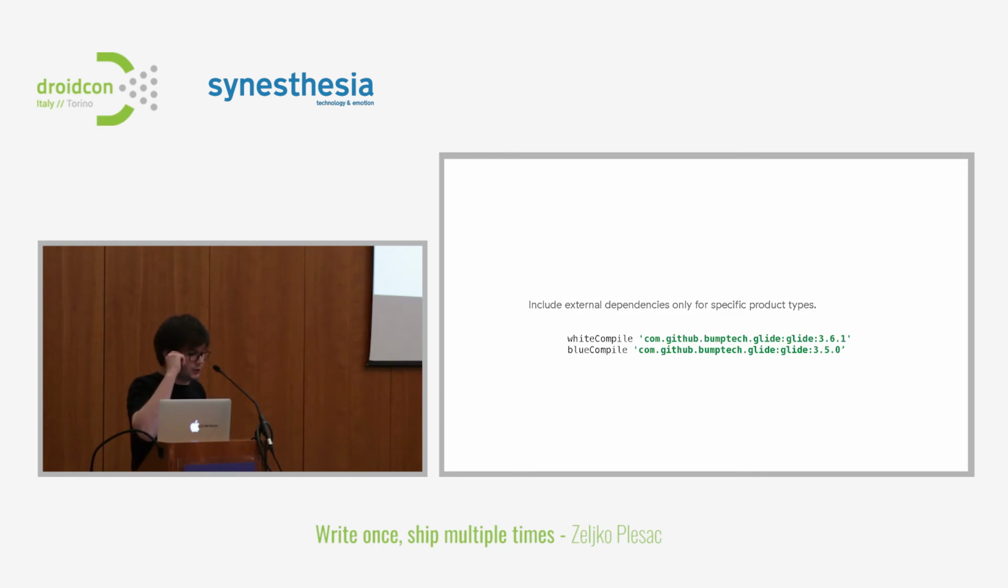Another awesome thing is that you can include external dependencies only for specific product types with a specific version. So basically, if we are in a flavor type architecture, you can say that you only compile Glide version 3.6.1 for the white product, and for the blue product, you compile some older version. And this is an awesome tool, an awesome hack. We used this heavily last year.